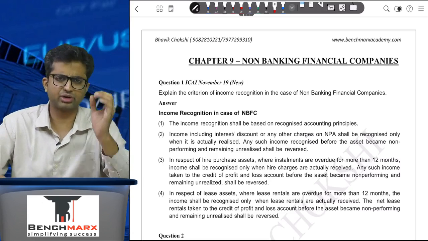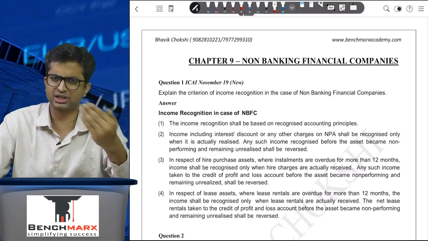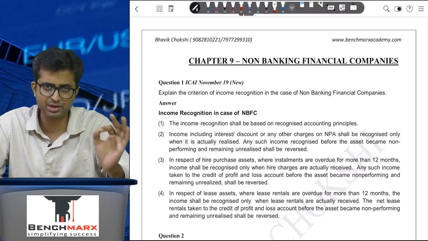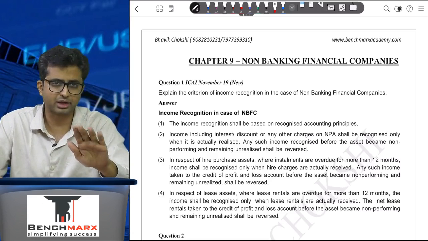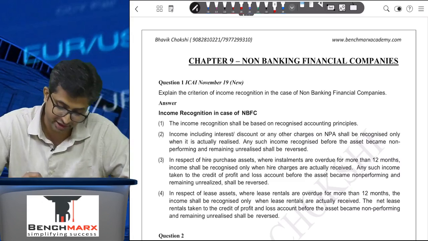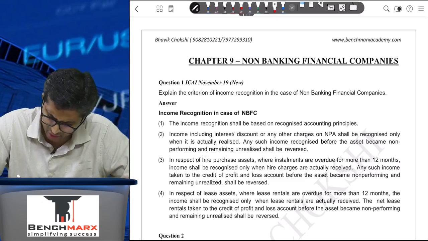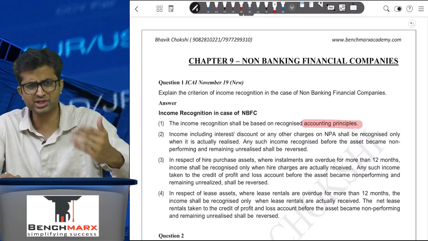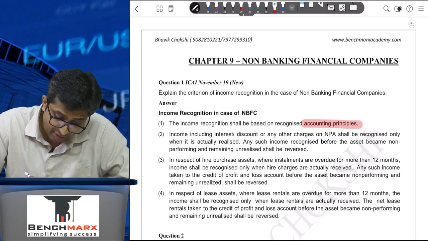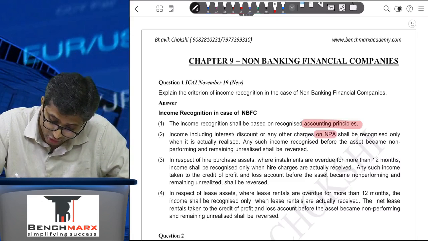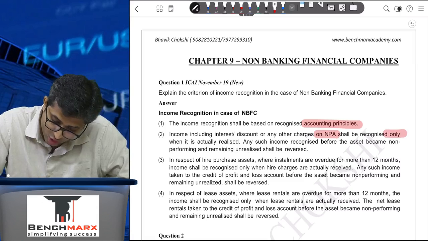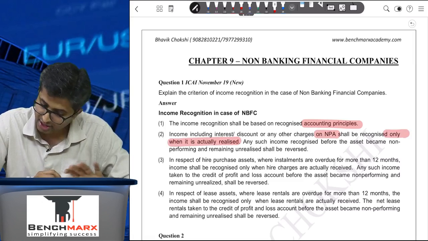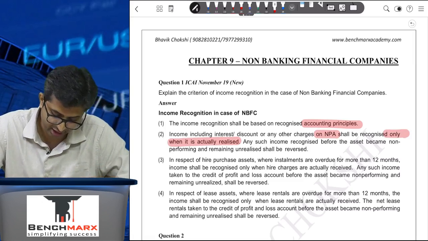So income recognition, remember, the moment an asset, even for an NBFC, becomes an NPA, income will no longer be recognized. It will be recognized only when it is received. Income recognition shall be based on accounting principles, normally on accrual basis as and when time passes. However, interest or any other charges on NPA shall be recognized only when it is actually realized. Otherwise, it will not be recognized.